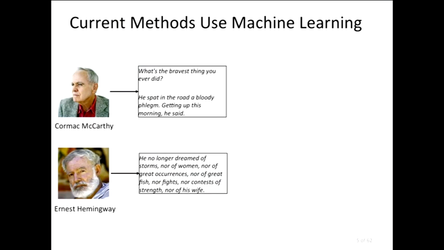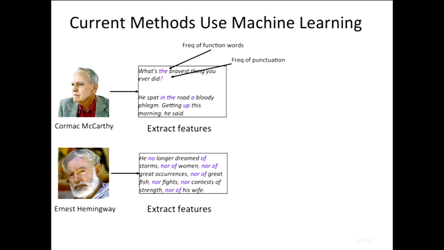So the question is, how can you tell the difference between these people? We can't just feed the text straight in. We have to extract features from it. The types of features we use, an example of this might be the frequency of function words.